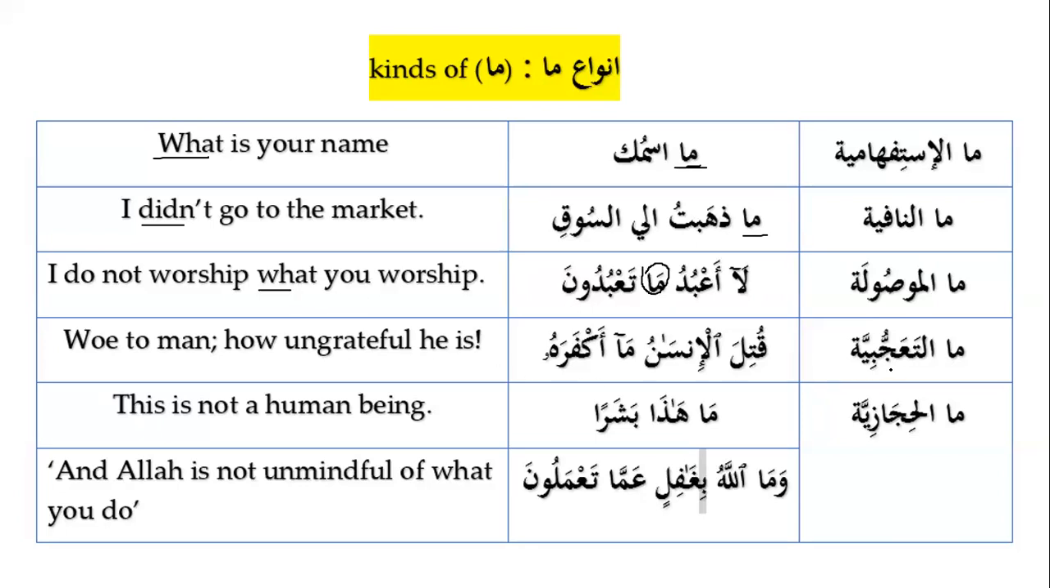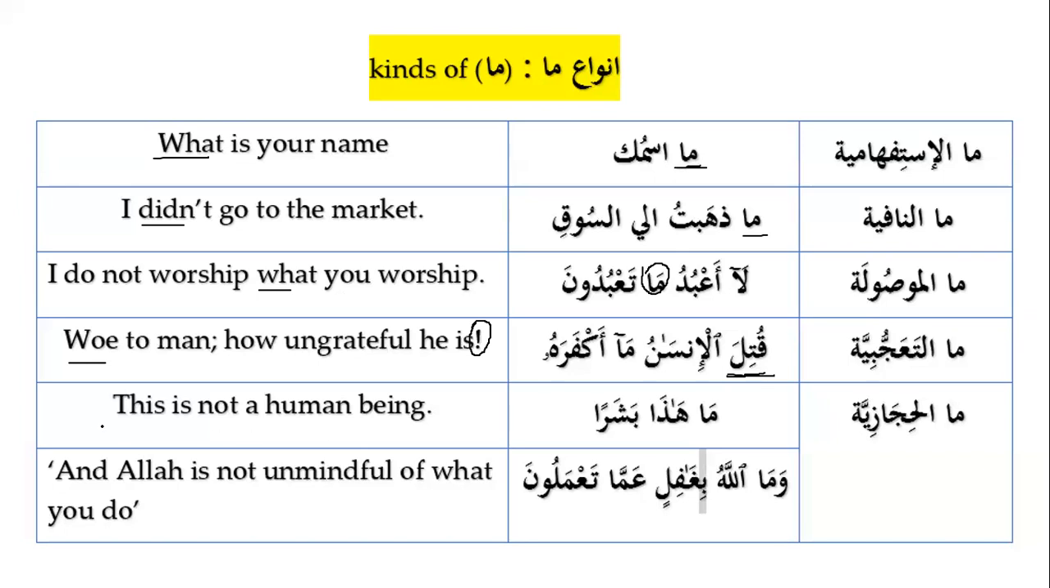And then we have ma at-ta'ajjubiyya, which is on the pattern of ma akfara. Qutila al-insanu ma akfarahu. Woe to man, how ungrateful he is. As you can see here, it is an exclamation. At-ta'ajjub means exclamation. Qutila al-insanu. Qutila, is it active or passive? Passive. Okay. Qatala, he killed. Qutila, he was killed. Right?